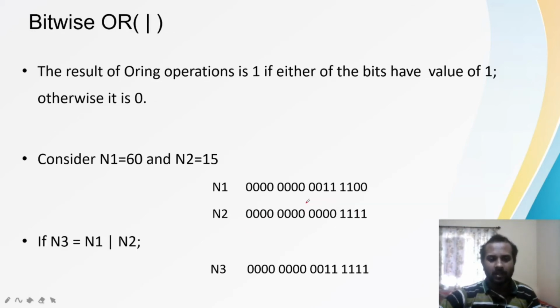Bitwise OR: the result of ORing is 1 if either of the bits has the value 1, otherwise it will be 0. So if any input is 1, then your output will be 1.